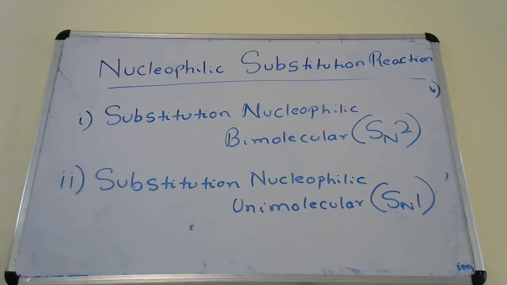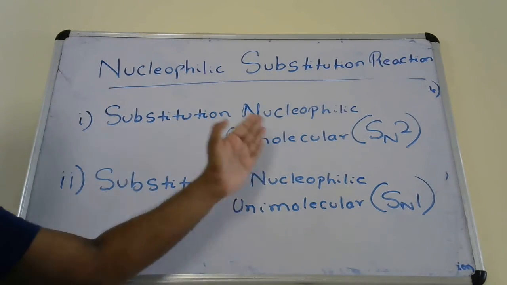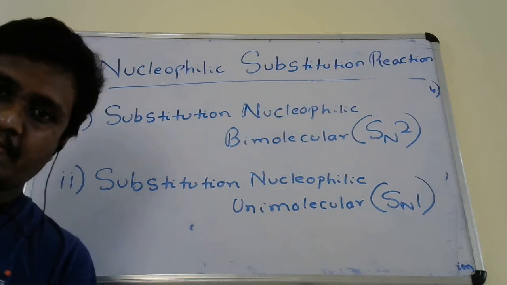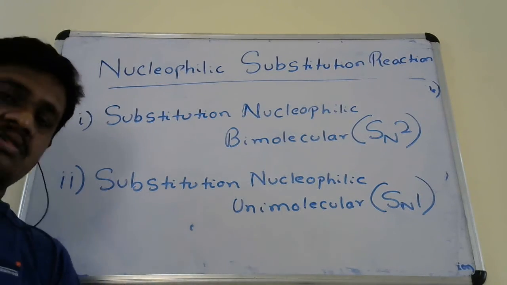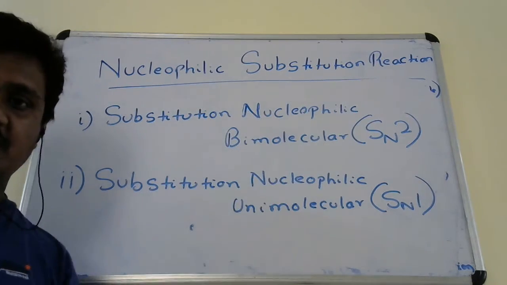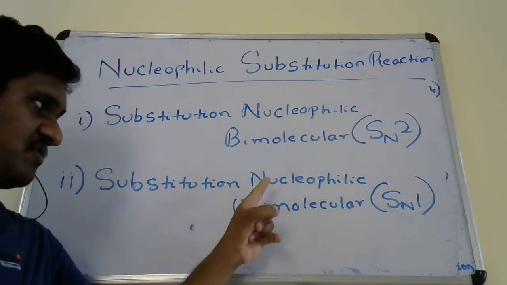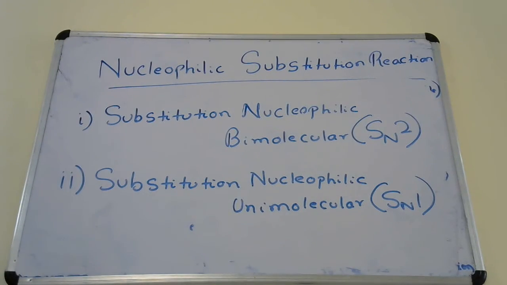So two types of nucleophilic substitution: substitution nucleophilic bimolecular and substitution nucleophilic unimolecular. The symbol is SN2 for substitution nucleophilic bimolecular, and SN1 for substitution nucleophilic unimolecular. SN means substitution nucleophilic.